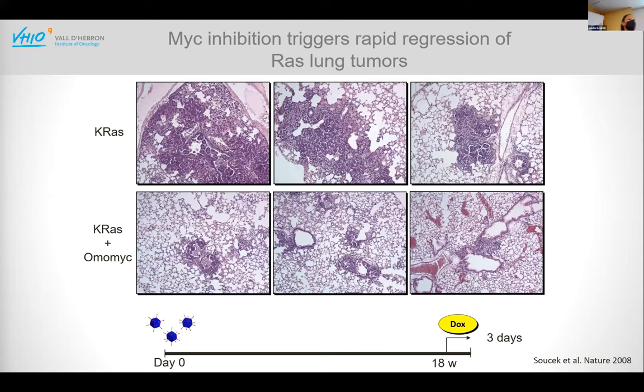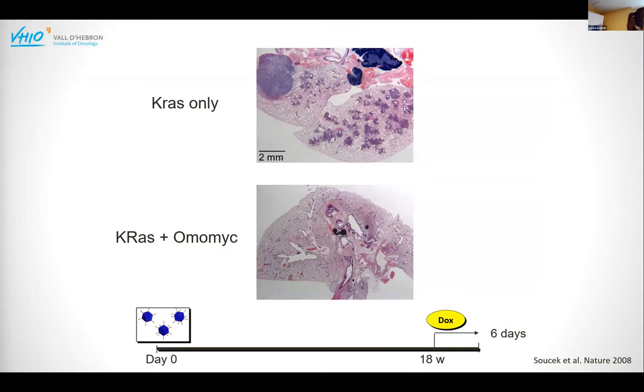This was really mind-blowing for us, because we expected, if anything, that maybe we could stop the growth of the tumors, but definitely not shrink them. And it was even better when we treated the animals for 1 week. The tumors disappeared in 1 week, simply adding doxycycline to the water of this animal. And we published this in Nature in 2008 because it was just the first proof of concept that inhibiting MYC would be extremely, extremely effective against at least this type of lung tumors.